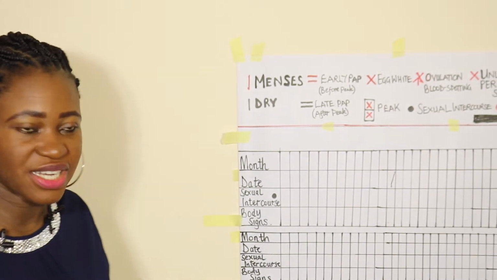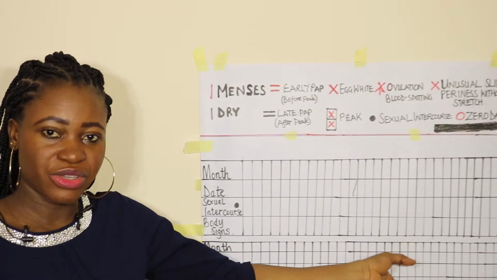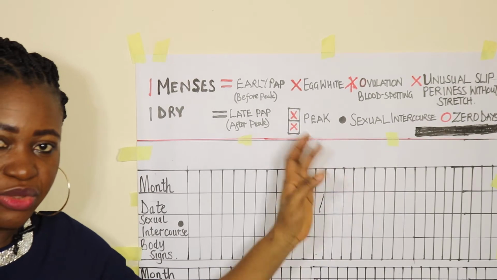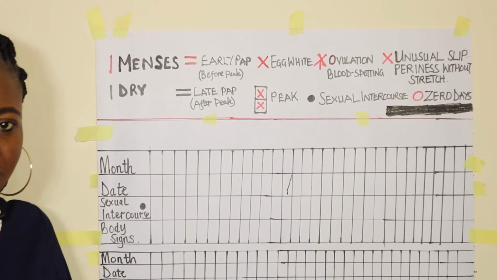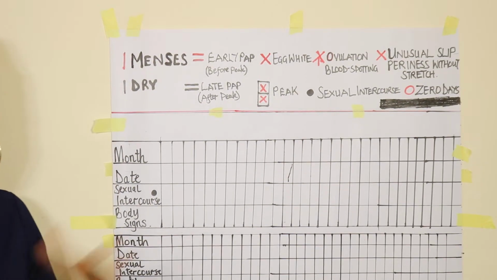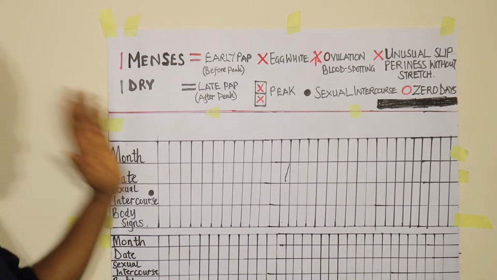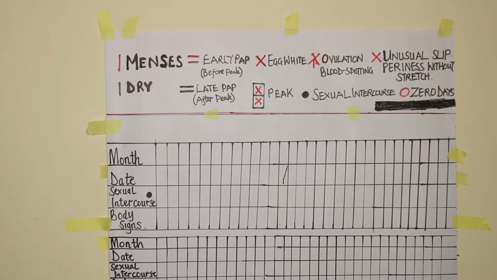So this is our chart booklet. I'm going to give you a chart booklet so that you learn how to chart your body signs and then master it and continue doing it until you teach your children and your grandchildren. But this is how your chart booklet will look like.